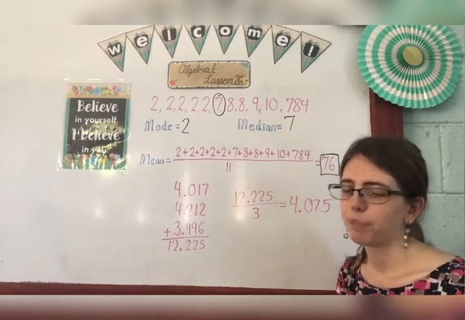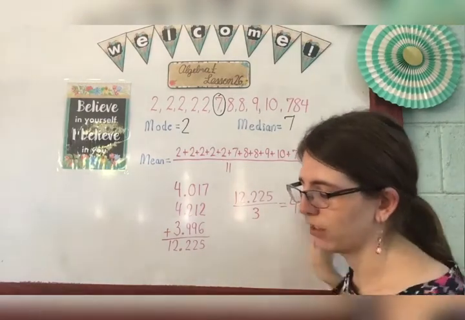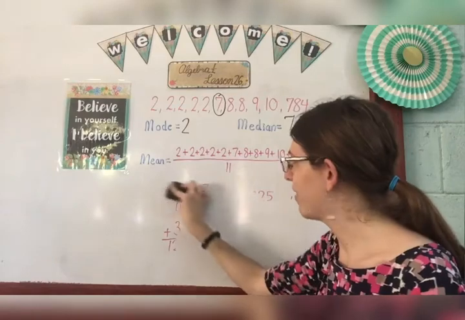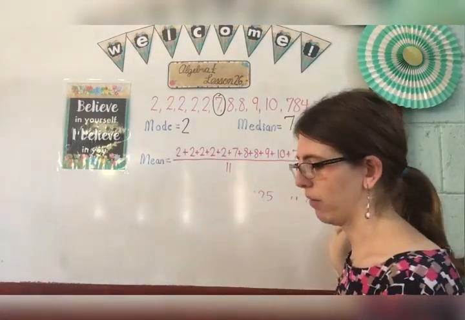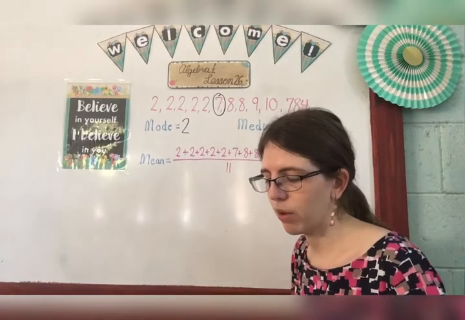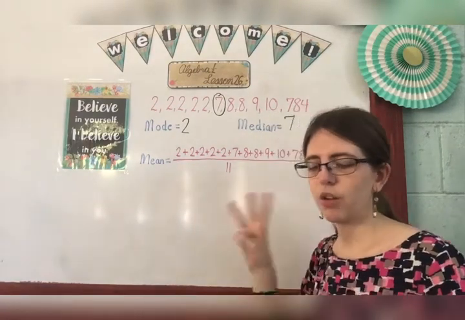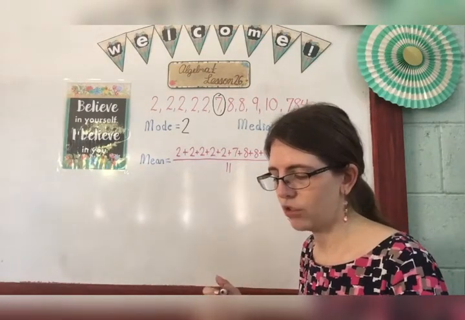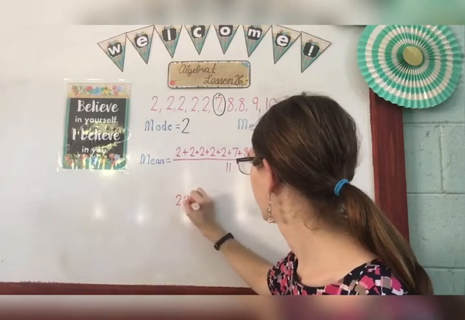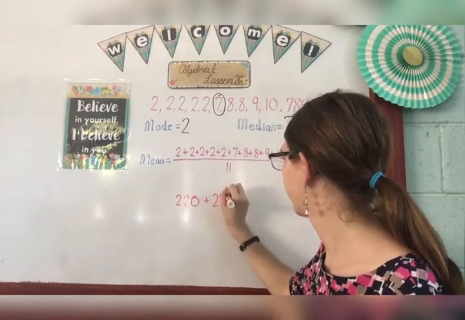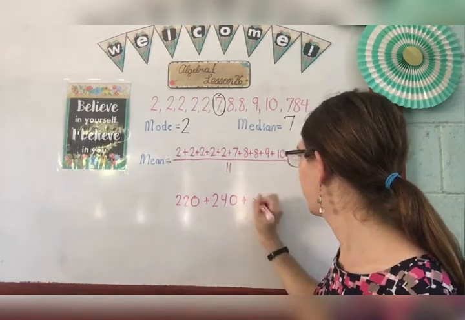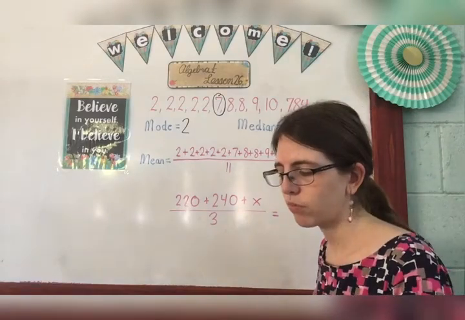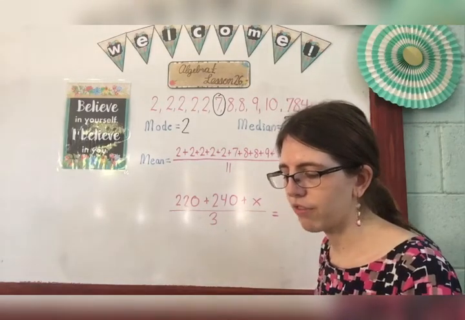Let's look at the second example. The mean weight of the 3 pigs was 320 pounds. The first pig weighed 220 pounds, and the second pig weighed 240 pounds. What did the third pig weigh? So we know that there's 3 pigs. The first pig is 220. The second pig is 240. We don't know what the third pig weighs, but we know that their average is 320.